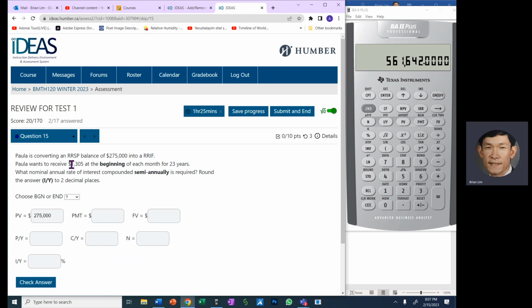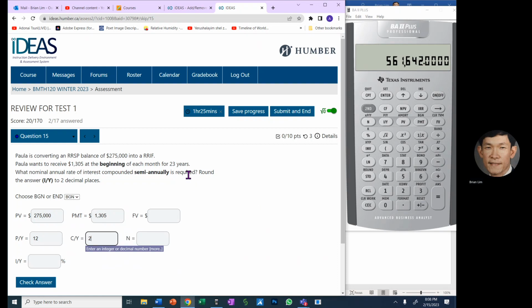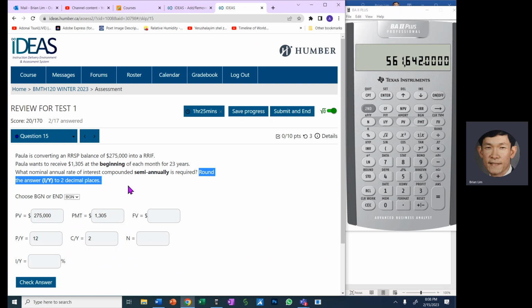Paula wants to receive $1,305. So that is an amount that is being received. You can put it in as a payment at the beginning of each month. So begin mode, and each month, so means PY is 12 for 23 years. What nominal annual rate of interest compounded semi-annually is required? It's compounded semi-annually, so CY will be 2. Round the answer for IY to 2 decimal places.